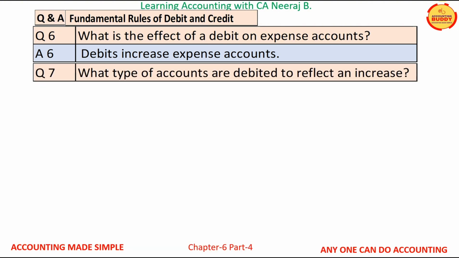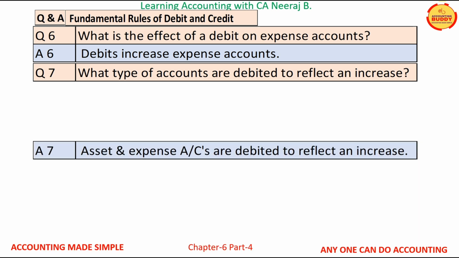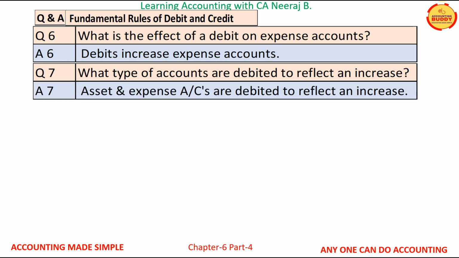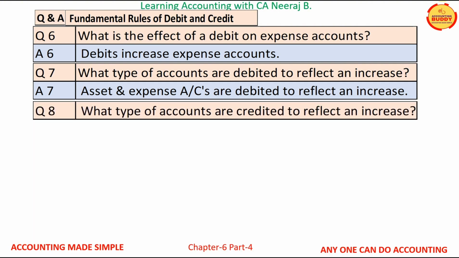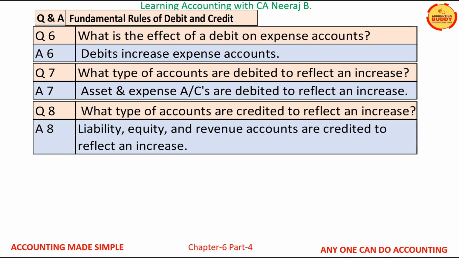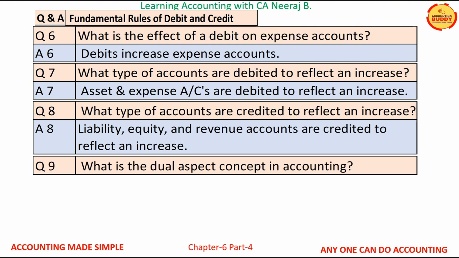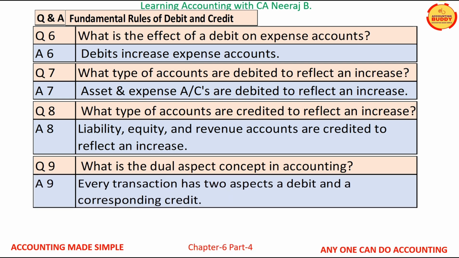Question number 7. What type of accounts are debited to reflect an increase? The answer is asset and expense accounts are debited to reflect an increase. Question number 8. What type of accounts are credited to reflect an increase? The answer is liability, equity and revenue accounts are credited to reflect an increase. Question number 9. What is the dual aspect concept in accounting? The answer is every transaction has two aspects, a debit and a corresponding credit.